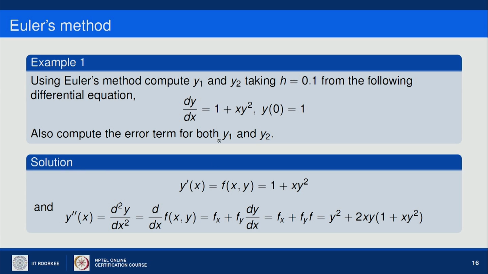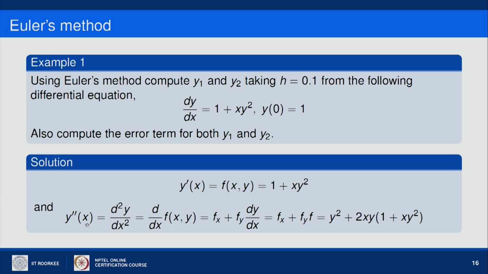If we compare this given problem with the standard form of initial value problem, then my f of x, y is 1 plus x y square. I need to calculate y double prime x, that is d2y over dx square, that is d by dx of f of x, y, and it becomes del f over del x plus del f over del y into dy over dx. Del f over del x is y square and del f over del y is 2xy, into y dash, and y dash is again 1 plus x y square.